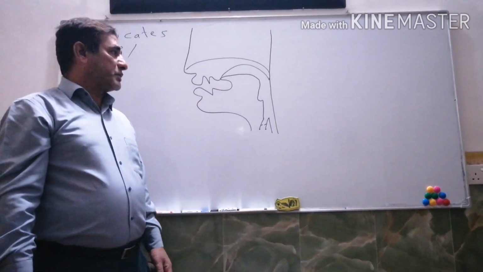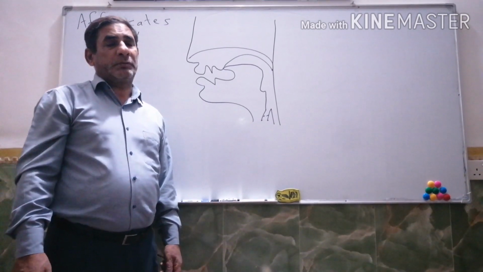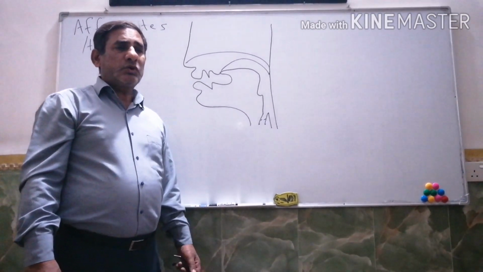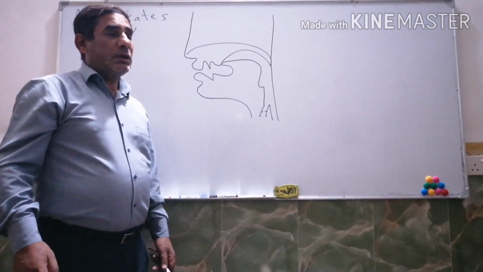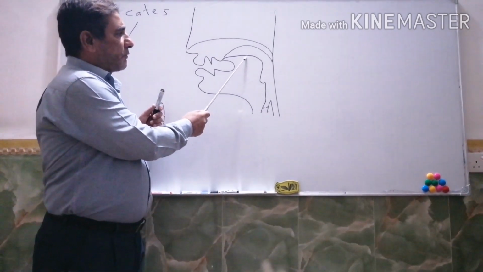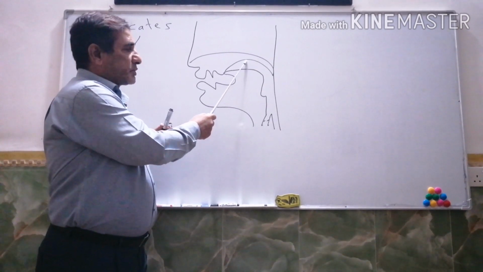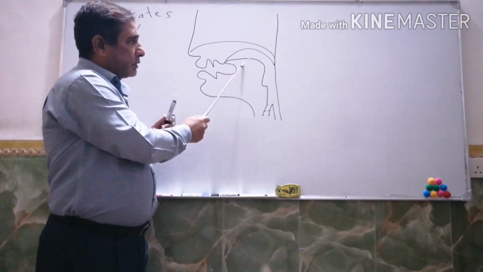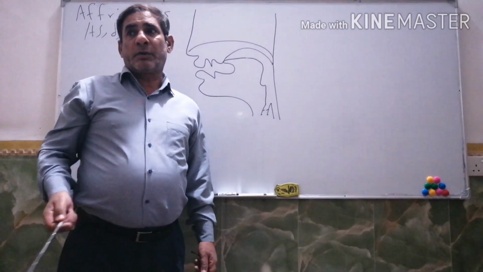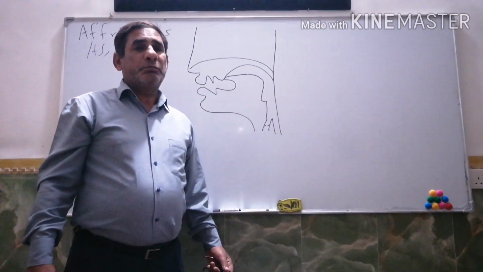The second point says the rest of the tongue is in ish and ish position. Now what do you mean by this? Here we mean that, you see here, this is the front of the tongue, which is opposite to the hard palate. The front of the tongue is now raised. So this point says the rest of the tongue is in ish and ish position.